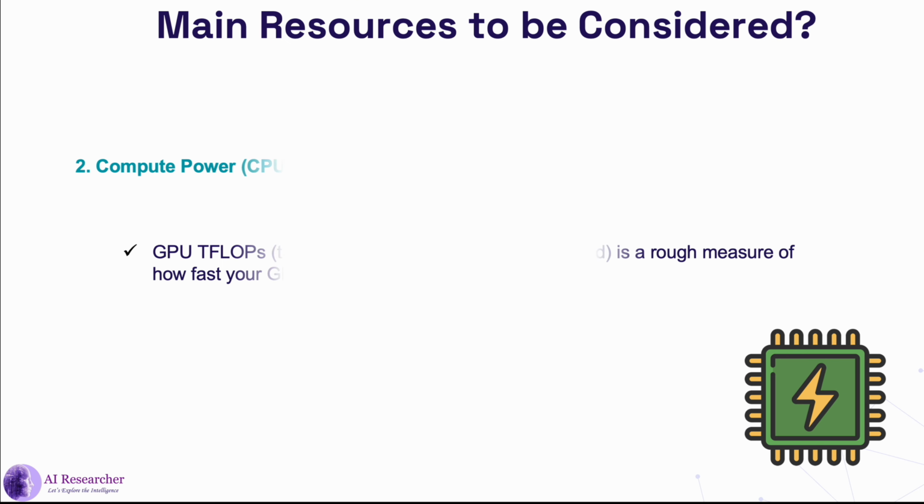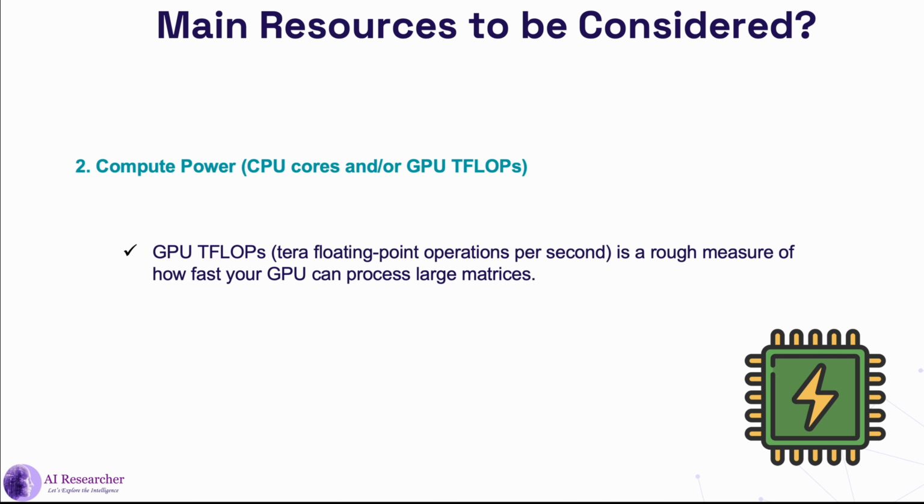Second point is compute power. TFLOP, which means tera floating point operations per second. It measures how many floating point operations the processor can handle each second. If this amount is higher, the model is quicker to generate tokens.